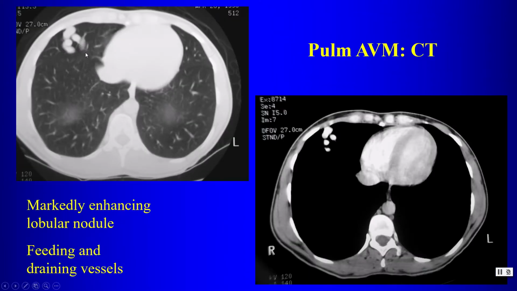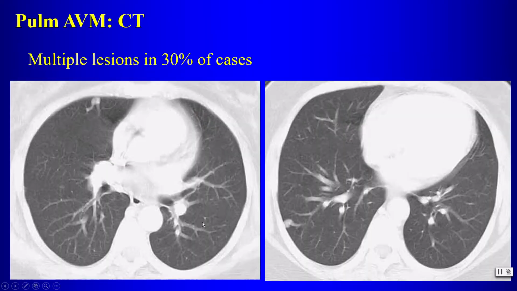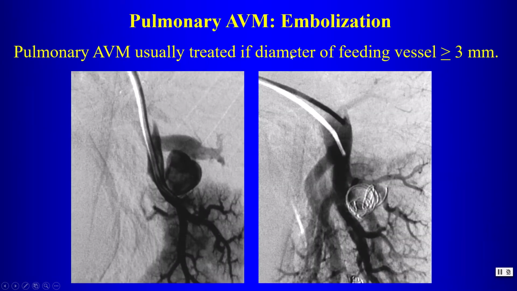On CT, they're quite characteristic. They can have the serpentine vessels, feeding artery and vein. They are markedly enhancing when you give contrast, and it's usually a pretty easy diagnosis on CT. They can be multiple, so if you find one, you look very carefully for others, and especially with hereditary hemorrhagic telangiectasia, they can be multiple and they can be small, so you should look carefully for others.